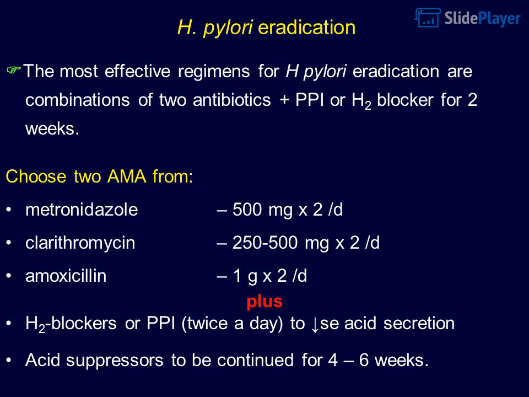H. pylori eradication. The most effective regimens for H. pylori eradication are combinations of 2 antibiotics plus PPI or H2 blocker for 2 weeks. Choose 2 antimicrobials from metronidazole, 500 mg twice daily; clarithromycin, 250 to 500 mg twice daily; amoxicillin, 1 gram twice daily. Plus H2 blockers or PPI, twice a day, to decrease acid secretion. Acid suppressors to be continued for 4 to 6 weeks.